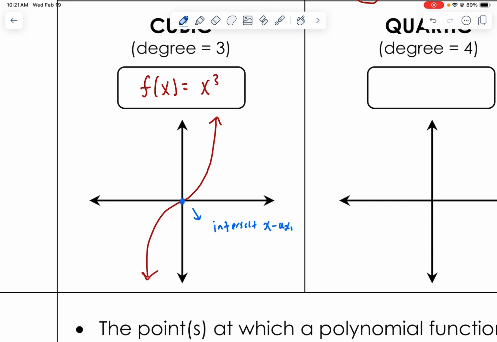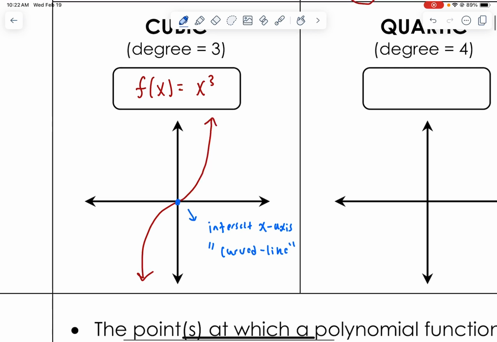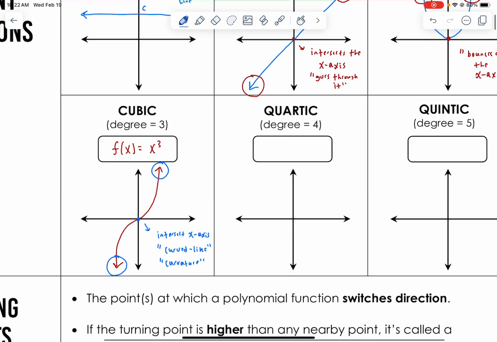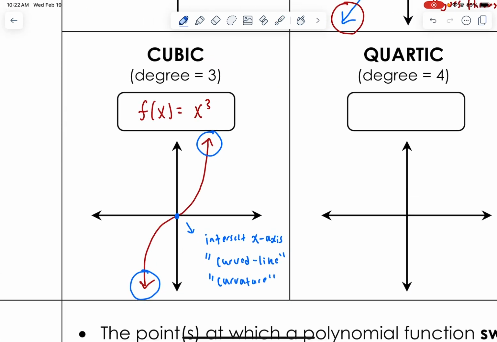the x-axis, but we do it in a curved-like manner. So here we do intersect it, but it's sort of curved when we intersect the x-axis. So there's this curvature present when we intersect the x-axis. And once again here, let's think about end behavior. This goes down to the left and then up and to the right. Notice here our degree is odd. This is an odd degree.